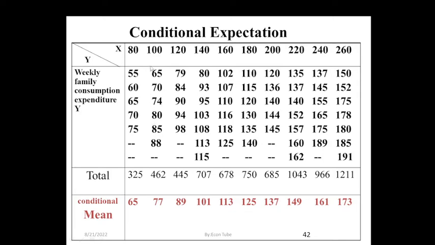When we do it for families whose weekly income is 100, and whose weekly expenditure group goes from 65 to 88, the total expenditure is 462. When we divide by the 6 observations, it gives 77. For all the groups, it could go on similarly, up to 173 as well.